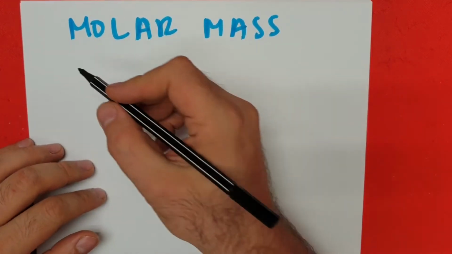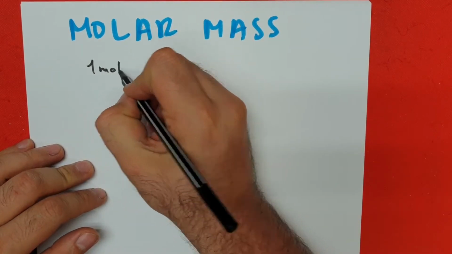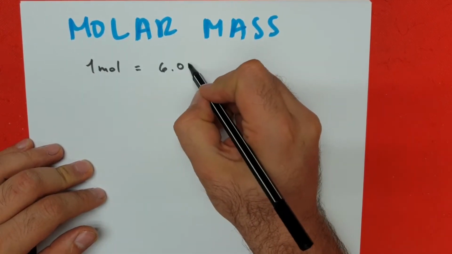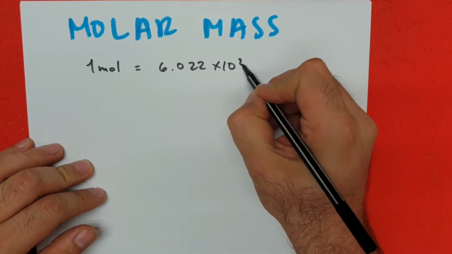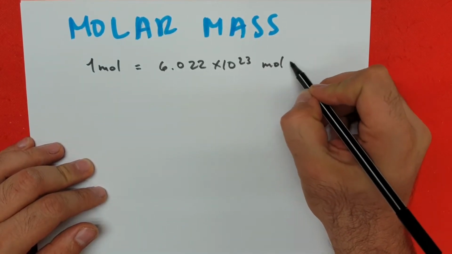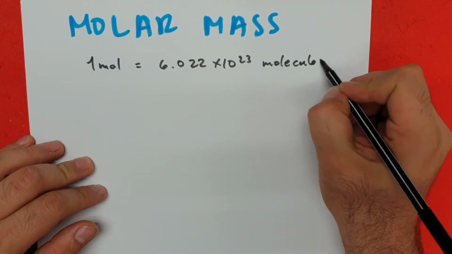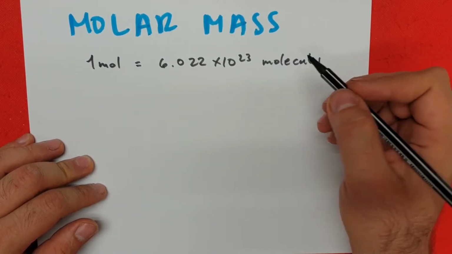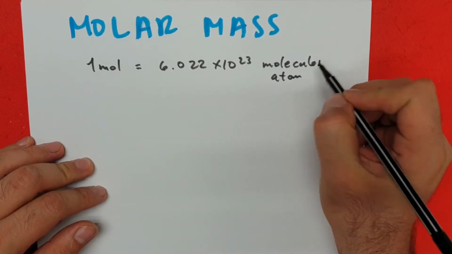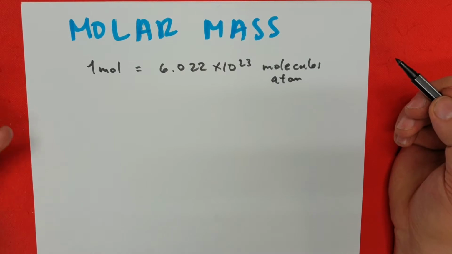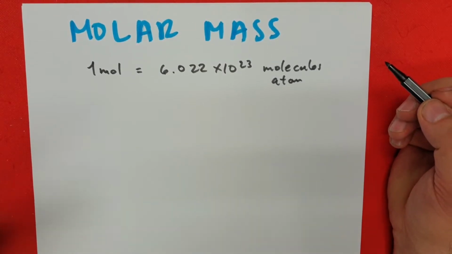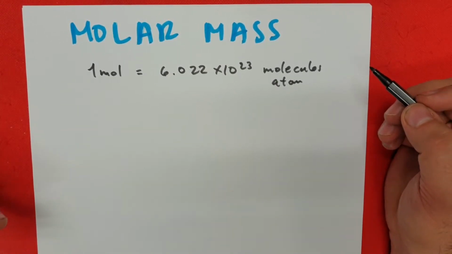So let's first review. 1 mole is equal to 6.022 times 10 to the 23rd molecules or atoms in a substance or a compound or a single element. And depending on the actual elements involved in the compound is the molar mass that we get. How do we get the molar mass?